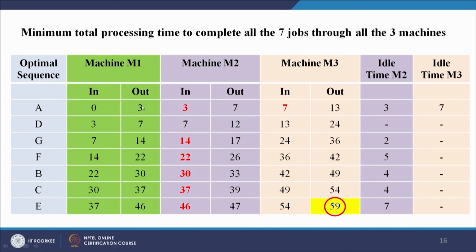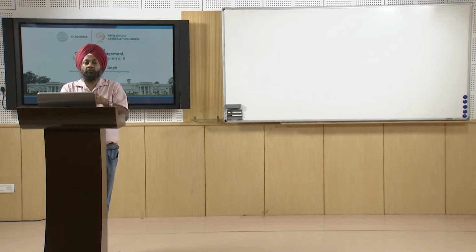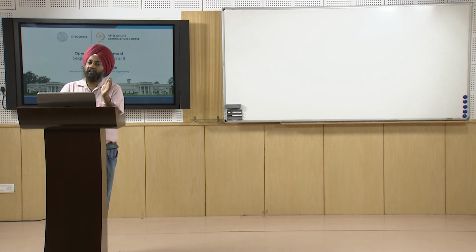And similarly we will make all the calculations, sequence the jobs as per our optimal sequence A, D, G, F, B, G, C, E, and finally we can calculate the idle time. Here we can see idle time for machine 2 is 3 hours only. Why 3 hours? Because our job A took 3 hours on machine 1. By that time it was idle, and then finally job A went to machine 2 after 3 hours, and therefore it started its functioning.